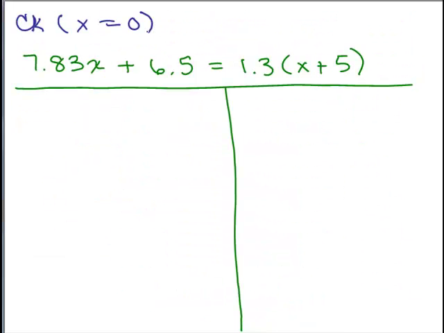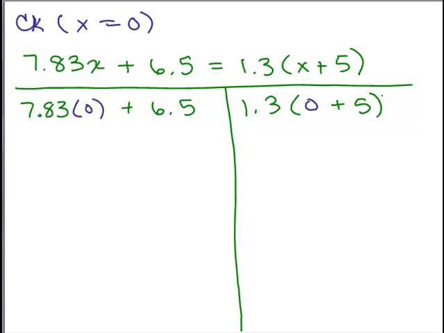So we're going to put in 0 for x. So 7.83 times 0, and I'm just going to write this down over here at the same time. Okay, so let's do the left side first. We've got 7.83 times 0, well that's 0, plus 6.5, and 0 plus 6.5 is 6.5.